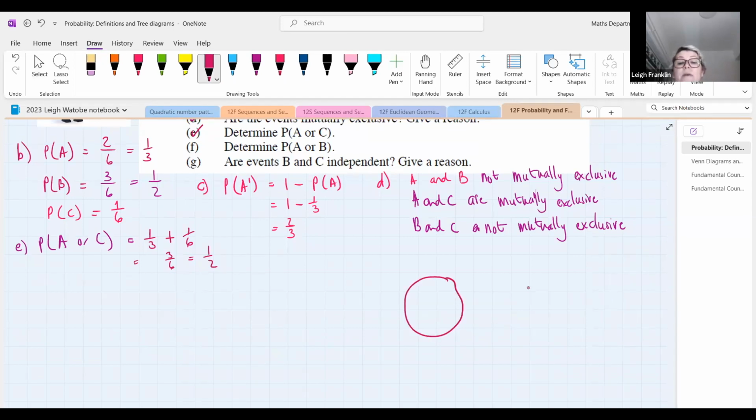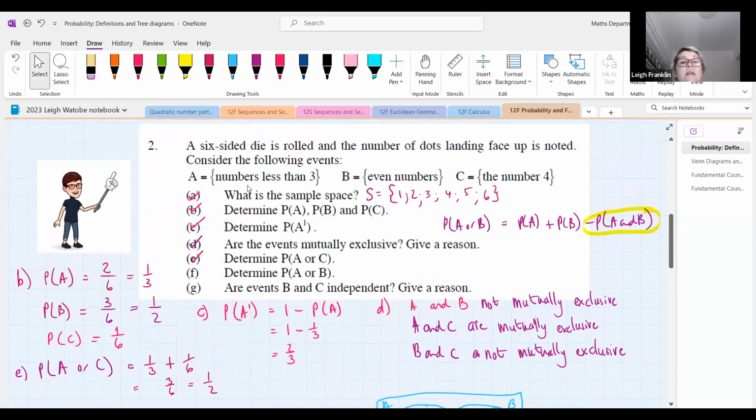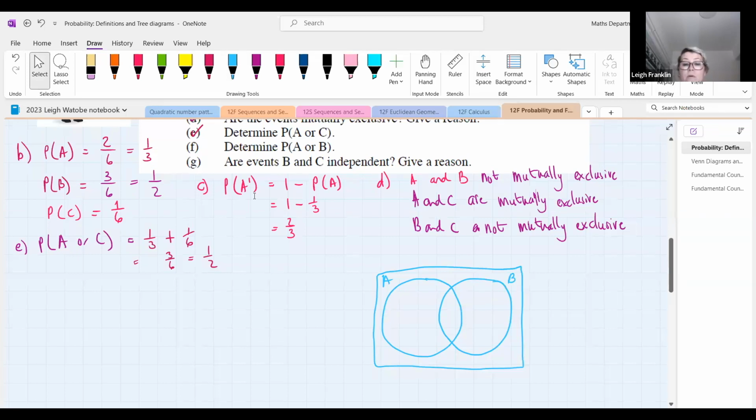So that means that A and B, look, that is a terrible circle. Let's just try that again. So that means that A and B have to have an area of overlap, because they are not mutually exclusive, right? Okay, so there's event A, there's event B. Remember, event A was a number less than 3. Okay, so 1 is going to go here, but 2 is even as well. So 2 has to go in the intersection.